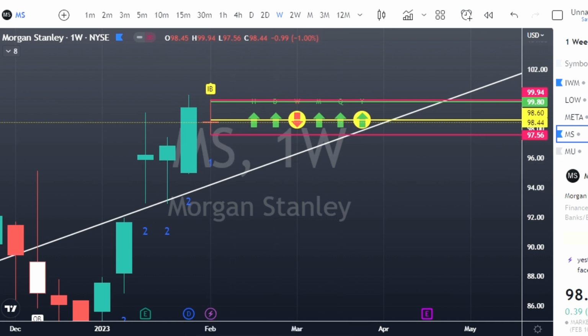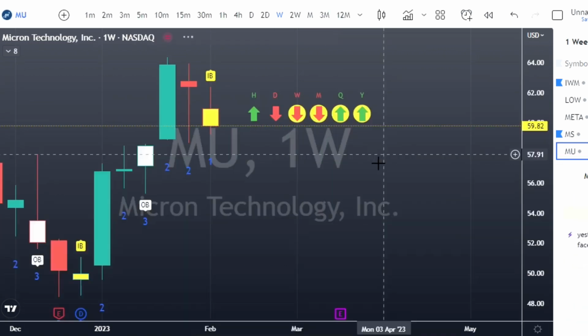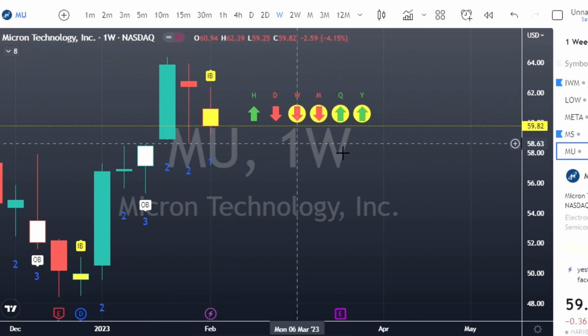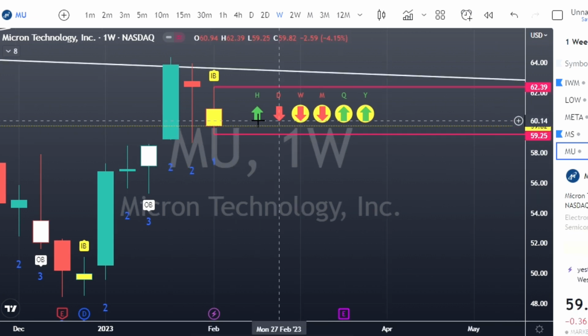Micron Technologies, that's MU. MU with the inside bar. So puts possible at 59.24. You can look for calls at 62.39 strike.